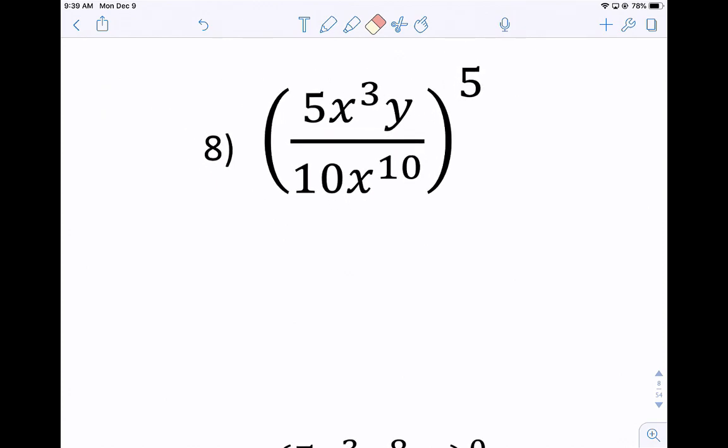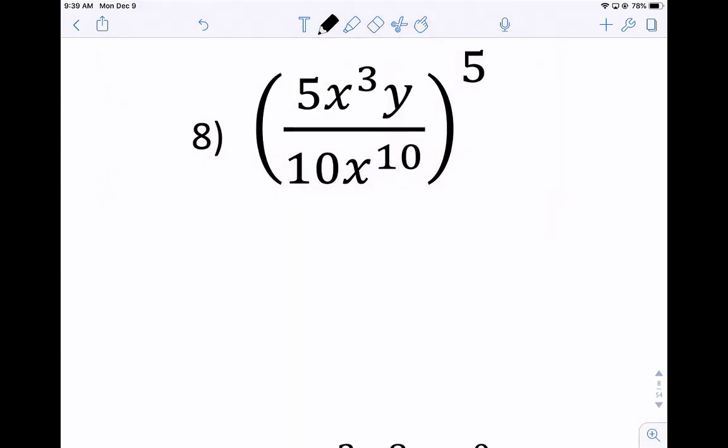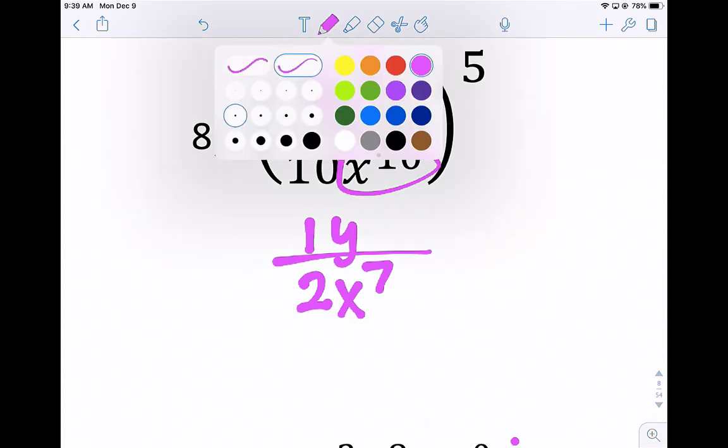Okay, let's look at the next one again. Simplify the inside if possible first. All right, so 5 over 10, we can simplify to 1 over 2. We have 3 x's on top and 1 on bottom, so when you cancel, there's 2 left on top. Actually, this is x to the 10th. I didn't read that right. Okay, so we have 10 x's on bottom and 3 on top, so when you cancel, there's 7 left on the bottom, and you have 1 y on the top, and that doesn't cancel with anything.